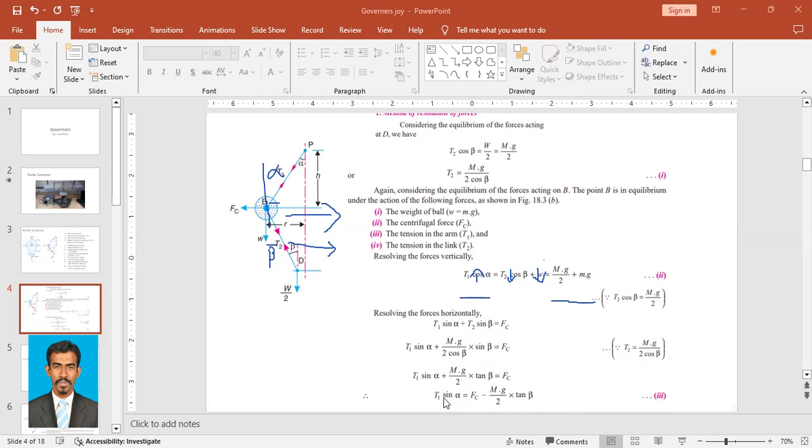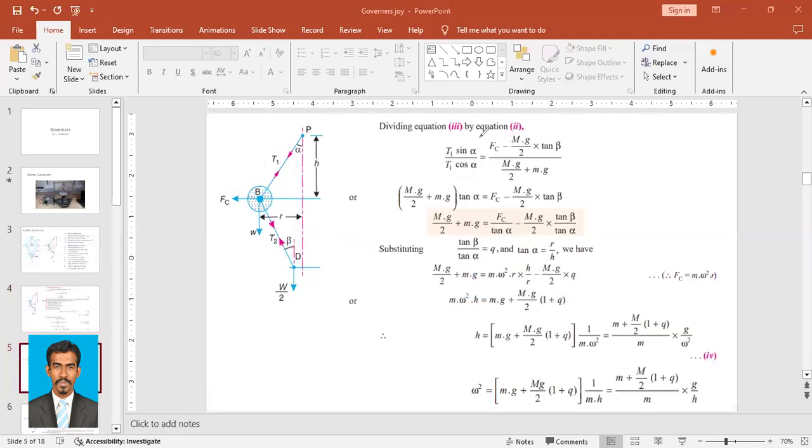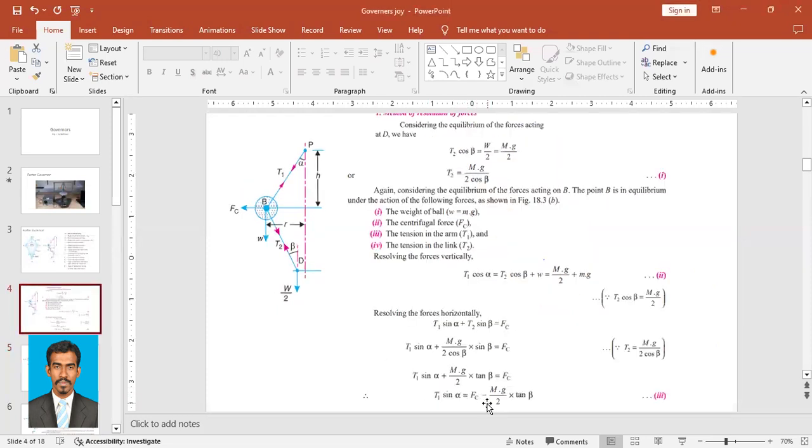Now we are trying to isolate T1 so that we can find T1. So T1 sin alpha is equal to Fc minus capital Mg by 2 tan beta. Dividing equation 3 by equation 2. Equation 3: we have found T1 sin alpha is equal to Fc minus capital Mg by 2 tan beta. Equation 2 we have seen: T2 cos beta plus W is equal to capital Mg by 2 plus mg, right?